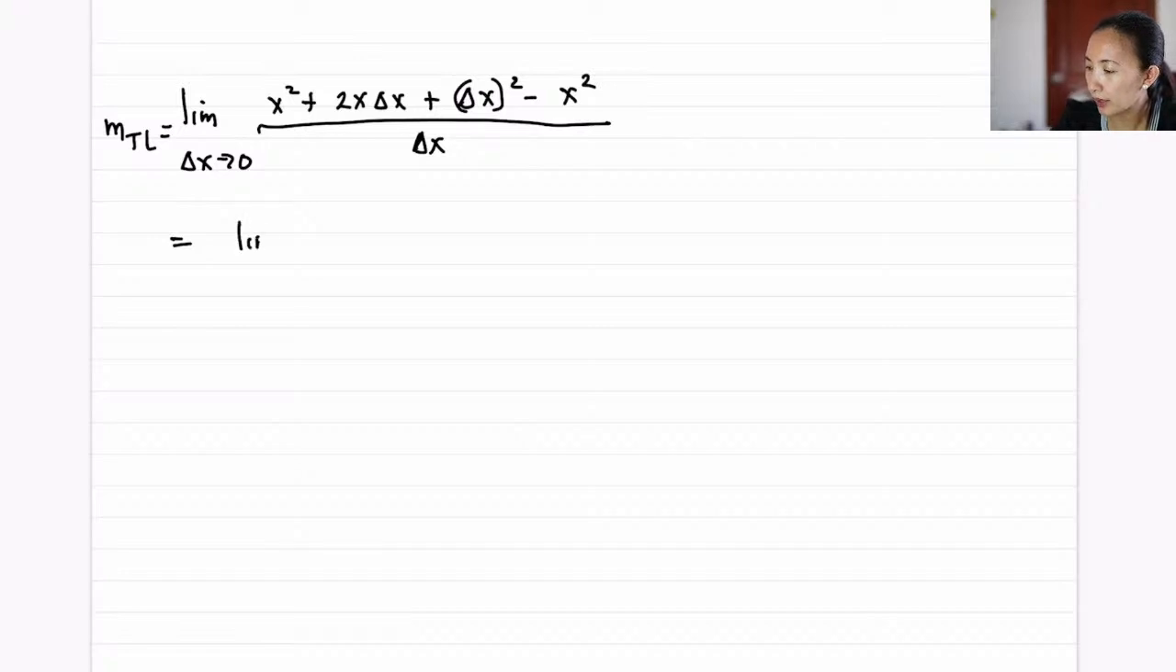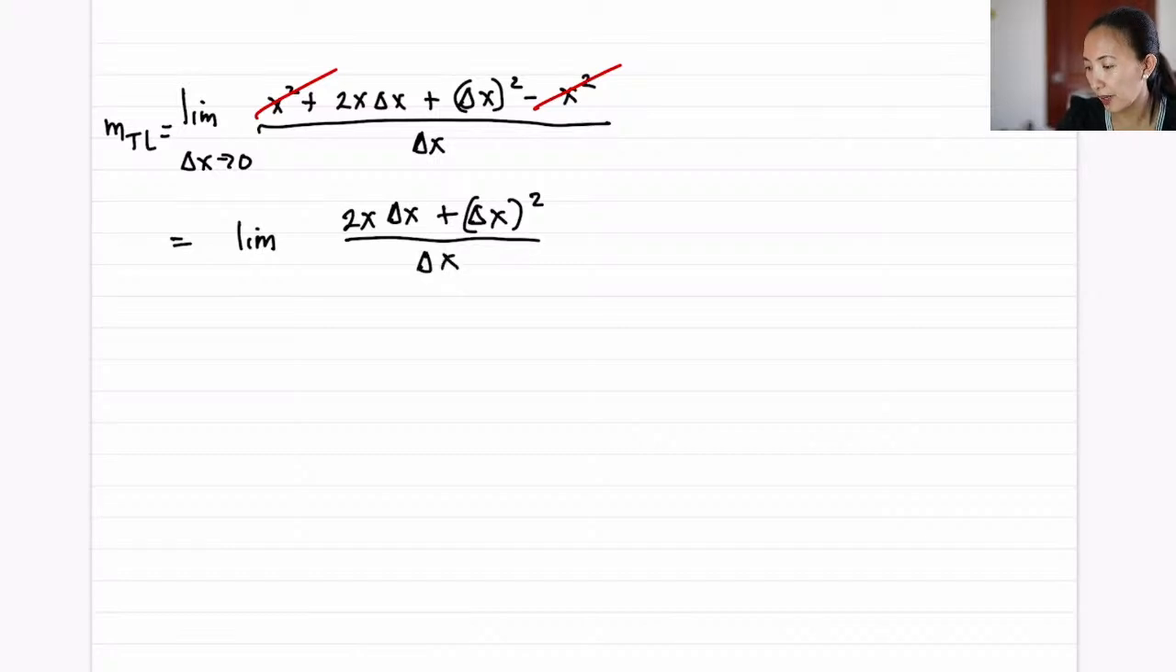x squared with negative x squared will cancel out, leaving the limit of 2x delta x plus delta x squared all over delta x as delta x approaches 0. However, we cannot do direct substitution here because that would give 0 over 0, because of the factor delta x in both numerator and denominator. So we have to factor out.